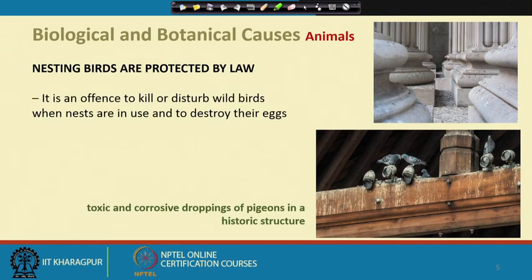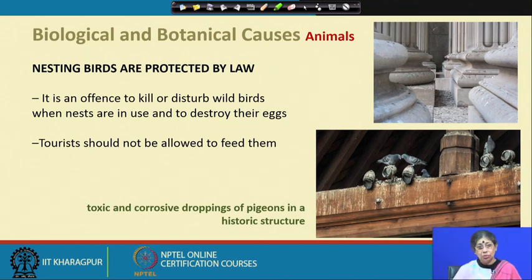It is an offense to kill or disturb wild birds, especially when the nests are in use, or to destroy their eggs. It is a punishable offense. And so, it is more or less preventive measures that have to be taken care of. Generally, the tourists should not be allowed to feed them, and they also shouldn't do picnic type of things where they bring eating materials, because that attracts many birds and different types of animals.